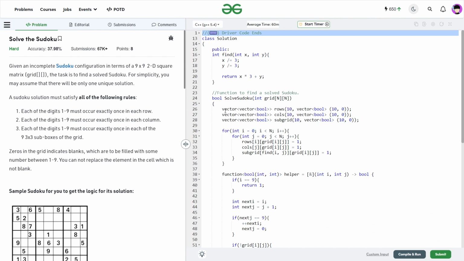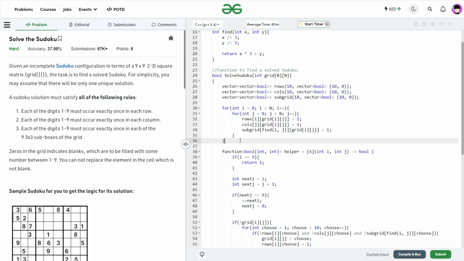Now you will see I've created 3 double dimensional vectors. The first one is rows, the second one is columns, and the third one is subgrid. So I've taken the size to be 10 on all the grids because I wanted to use one based indexing for all the values of the grid from 1 to 9. That is why I've taken 10. So now you can see, the first one is for the rows, the second one is for the columns, and the third one is for the subgrids, right? All of these things we have already discussed, and now let us have a look at this particular part.